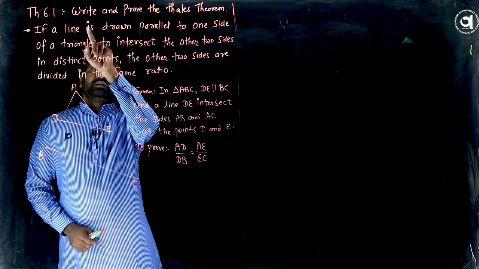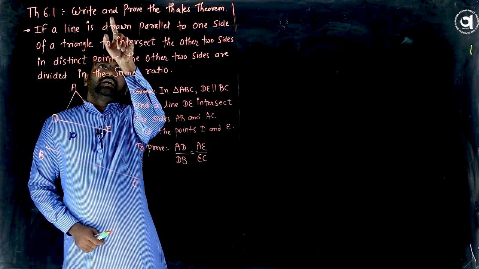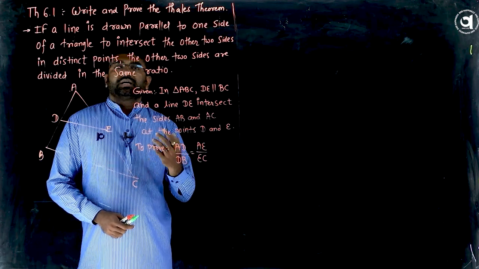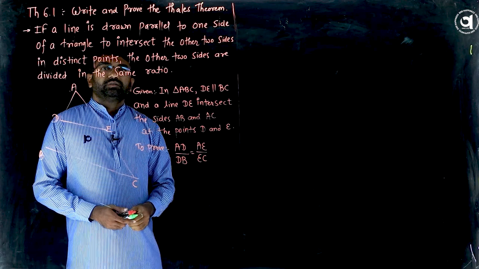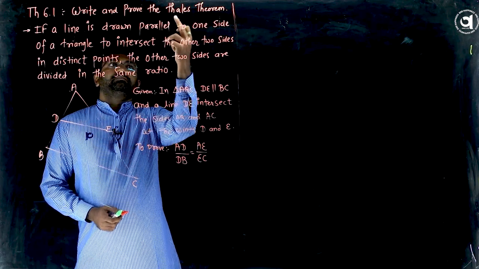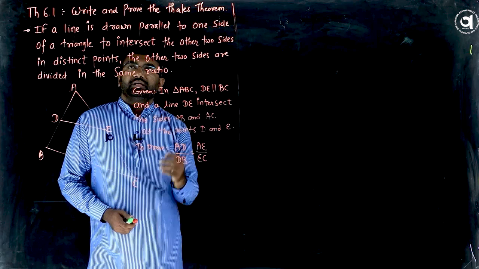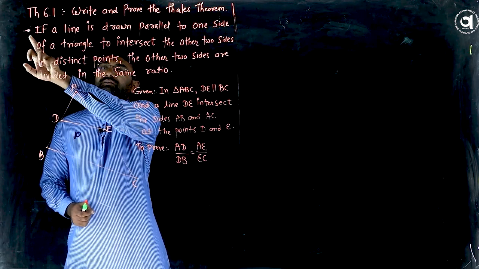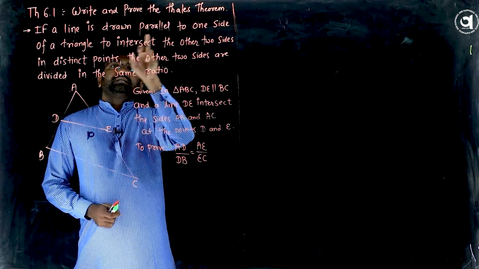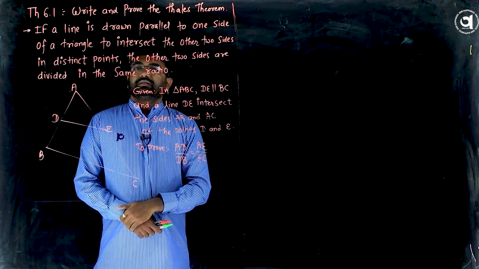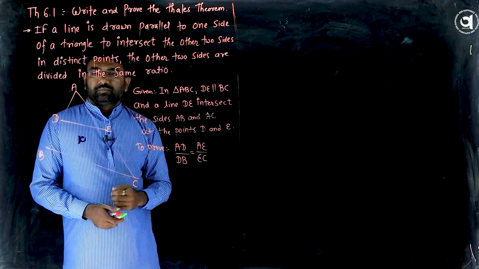First question I write here: write and prove the Thales theorem. This Thales theorem is also known as the basic proportionality theorem. So sometimes they may ask this way: write and prove the basic proportionality theorem. Another way they may ask: prove that the statement of the Thales theorem is given. First of all, we discuss the statement, then we prove the theorem, right?